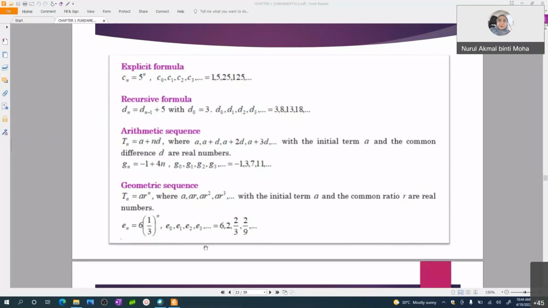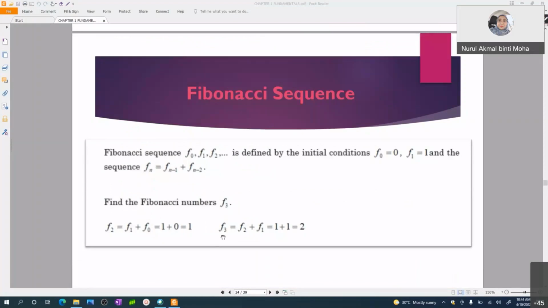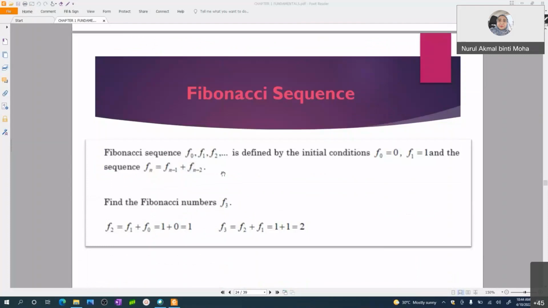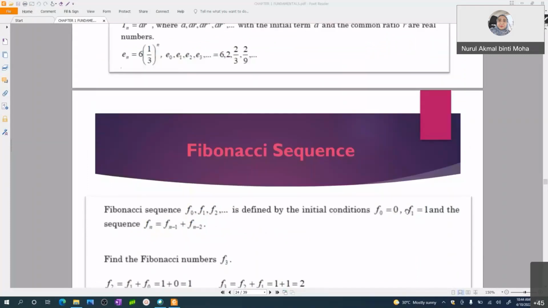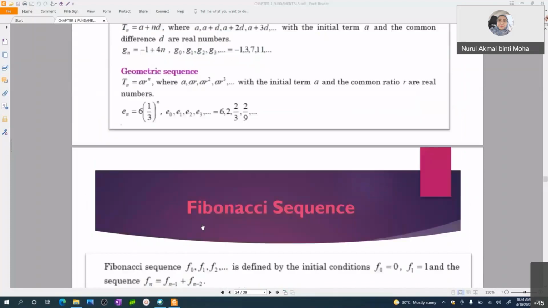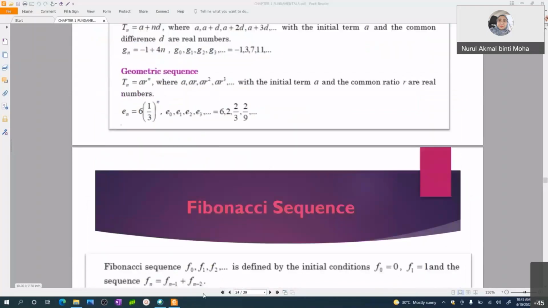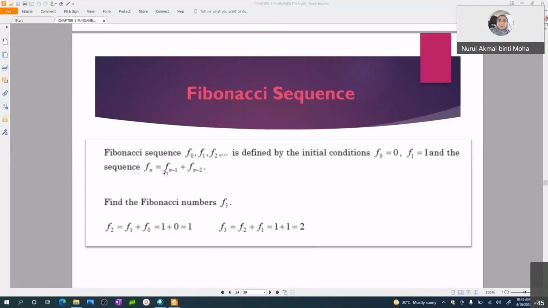Okay, and then we go to Fibonacci sequence. Fibonacci sequence F0, F1, F2 is defined by initial conditions F0 equal to 0, F1 equal to 1, and the sequence Fn equal to Fn minus 1, F subindex n minus 1 plus F subindex n minus 2. So if you look at here, you know that the Fibonacci sequence is actually part of this recursive formula type, okay? Because it depends on the previous values, okay? Find the Fibonacci numbers, F subindex 3.